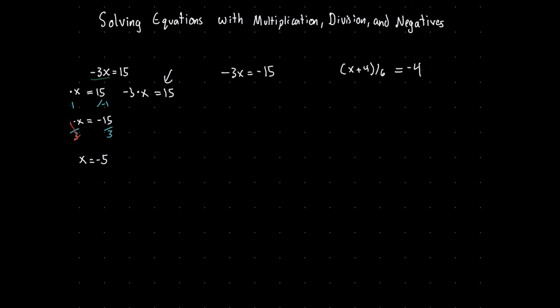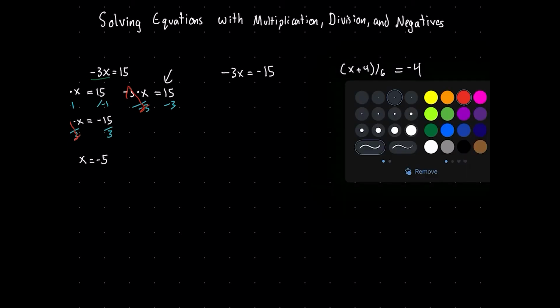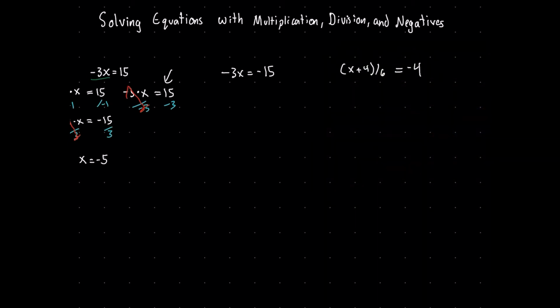Now we can do that in one step just by dividing both sides by negative 3. What you'll do is cancel out this giant 1, so we just get x on the left side. On the right side, you first do 15 divided by 3, which is 5. And then, because it's a negative sign, you swap the sign. So we have x equals negative 5 again.